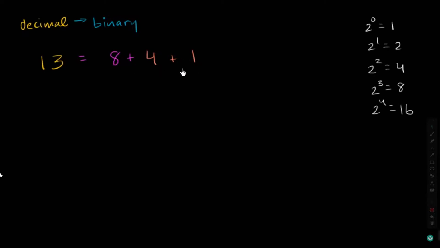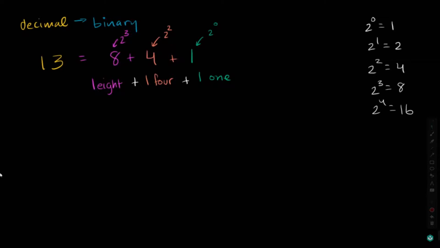So I've now rewritten this as the sum of powers of 2. Notice this is 2 to the third power. This is 2 squared. And this is 2 to the 0 power. Or I could write it like this. I have 1 eight, clearly. I have 1 four. And I have 1 one. So I could add these 3 together. 13 could be considered 1 eight plus 1 four plus 1 one. Well, why is that helpful?